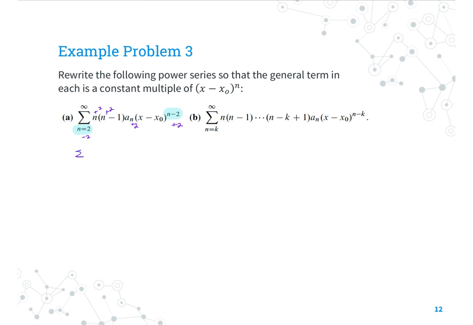So we end up with a sum from n equals 0 to infinity, and anywhere we have an n, we add 2: n plus 2, n plus 2 minus 1, a sub n plus 2, x minus x naught to the n plus 2 minus 2. So now we can simplify this one as a sum from n equals 0 to infinity of n plus 2 times n plus 1, a sub n plus 2 times x minus x naught to the n.